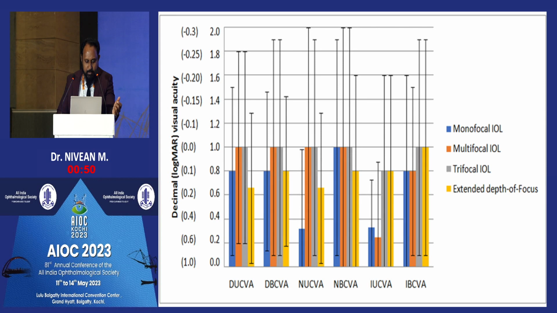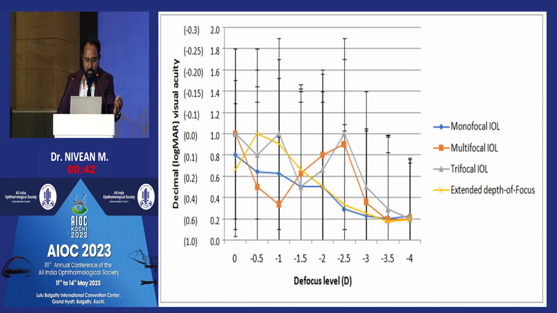In our study, as far as the distance visual acuity is concerned, all the lenses gave good visual acuity. So all 4 lenses are good for distance vision. But when it comes to the defocus curve, you can see that unifocals work only for distance, and the orange line has 2 peaks. The multifocals always have 2 peaks, and you have an intermediate gray area. And then the trifocal, you can see the gray line which has 3 peaks here, and the EDOF lenses which have a range of vision.